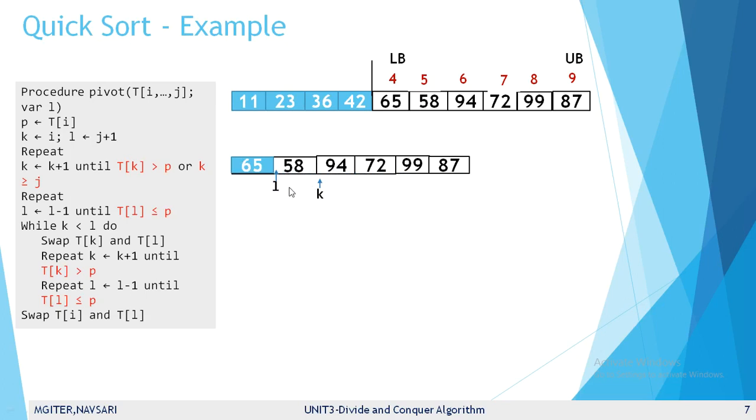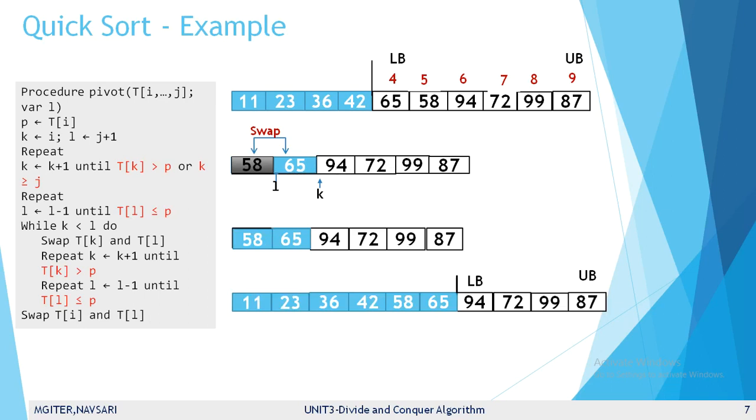And one thing to notice here, L crossed the K. Whenever L crosses the K, we swap the T of I with the T of L. Now we swap the 65 with 58. Now the pivot element is at this side. We apply the same procedure at the left side, right subarray.